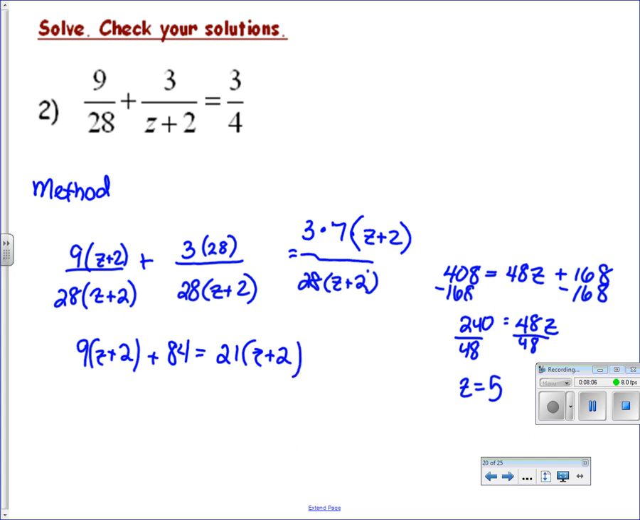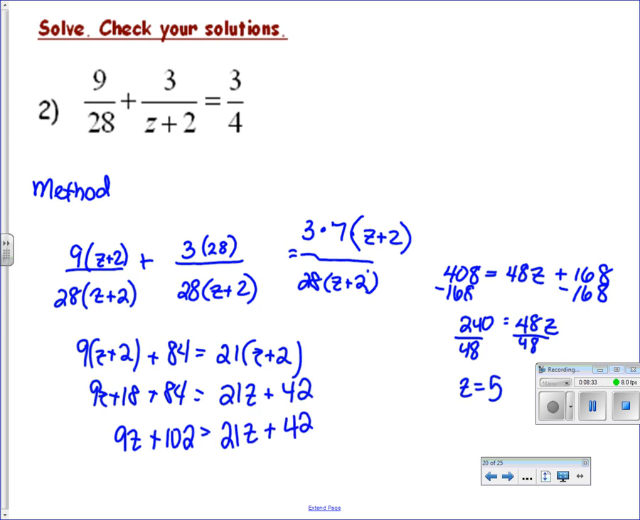21z plus 2. Everybody okay where the 21 came from? 3 times 7? And then just distribute. Okay, put together like terms, so we're back with that being 102 again. Subtract my 9z. Yep. And then subtract 42 both sides. So we'll get 12z equals 60, and z equals 5. So we get the same answer?